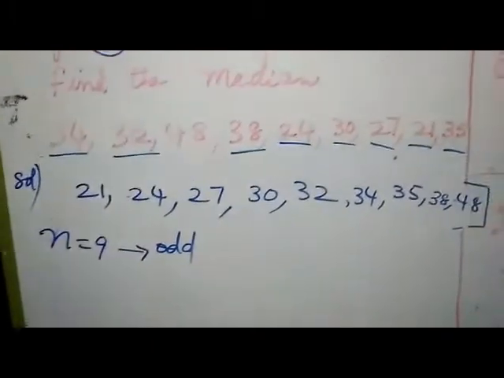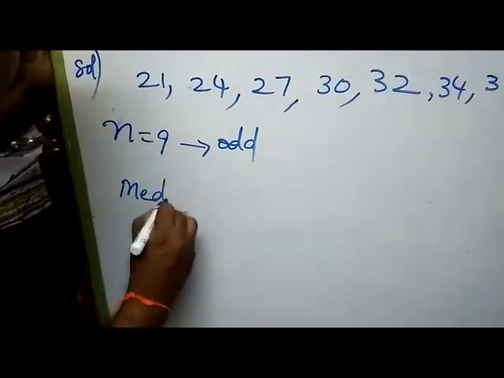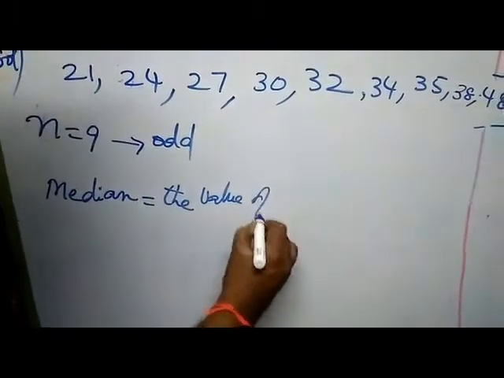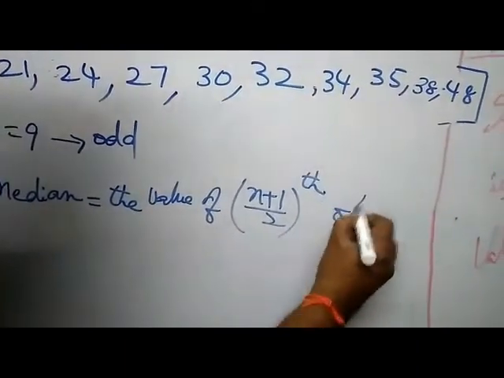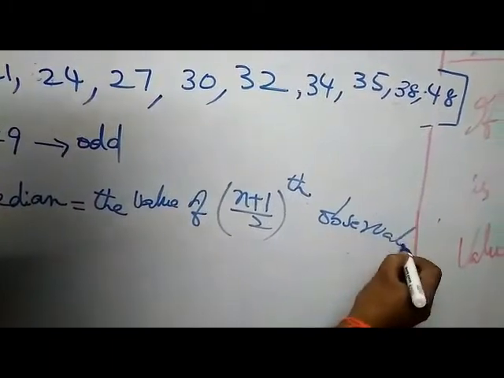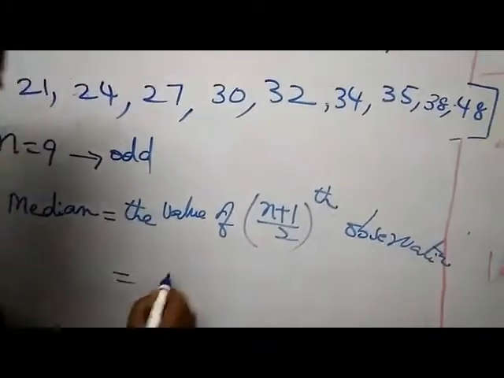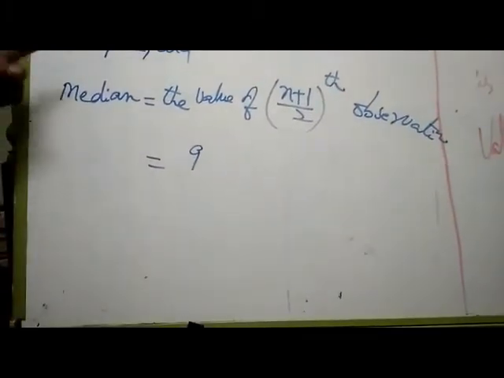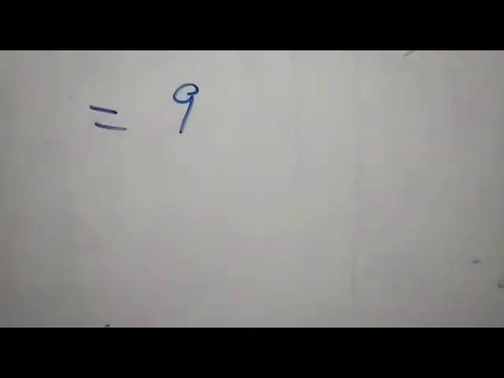The median is equal to the value of the (n plus 1) by 2th observation. What is the n value? The n value is 9, and 9 is odd. So, if it is odd, the median is equal to the value of the (n plus 1) by 2th observation, with n equal to 9.